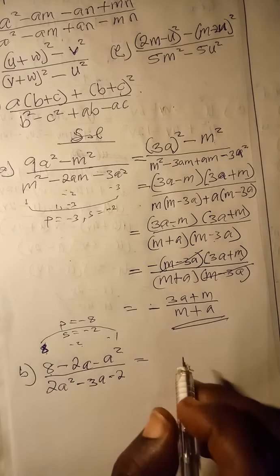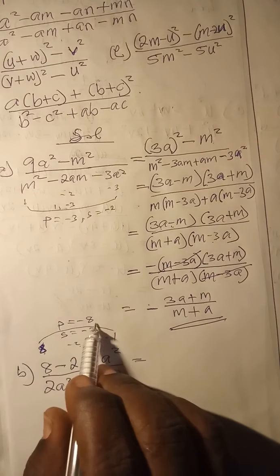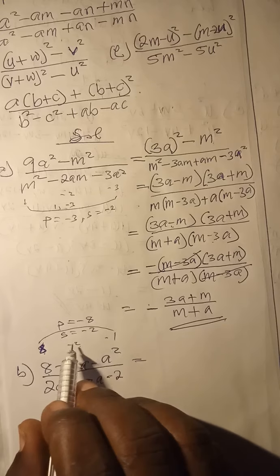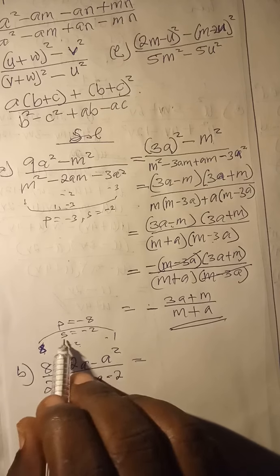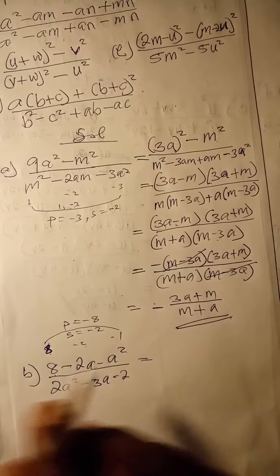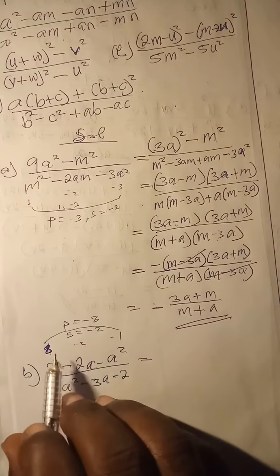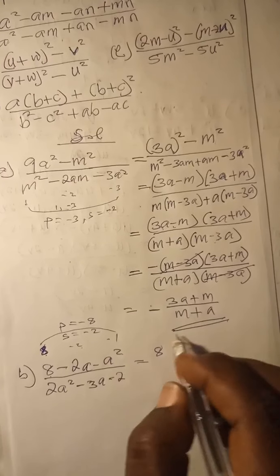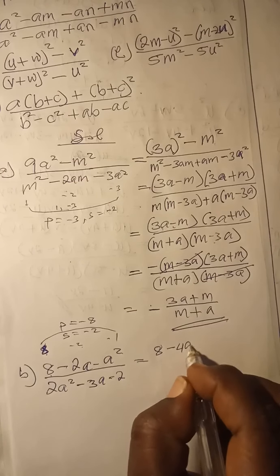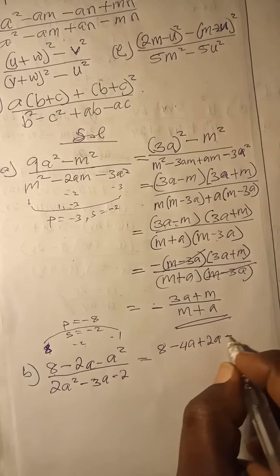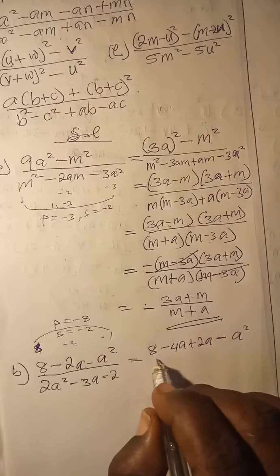The next thing, I now find two numbers whose product is minus 8 and whose sum is minus 2. What are those two numbers? Minus 4 and 2. Simple, right? Because minus 4 times 2 is minus 8, and minus 4 plus 2 is minus 2. So I'll replace the middle term with that: 8 minus 4a plus 2a. If you check it, this will produce the middle term, then minus a squared over.